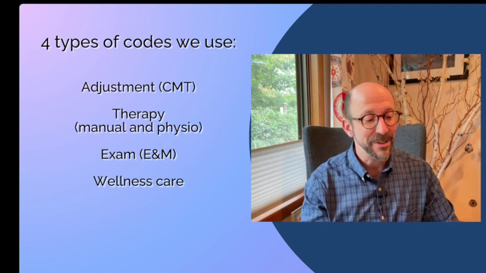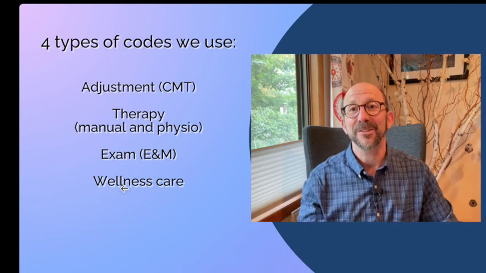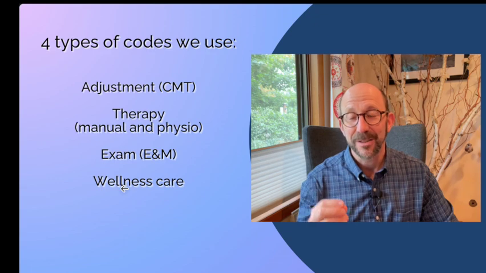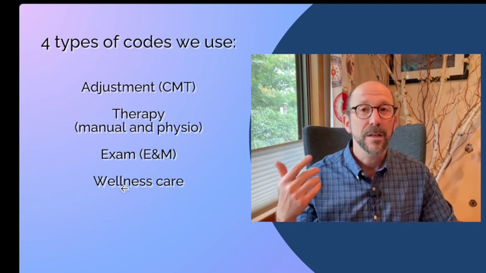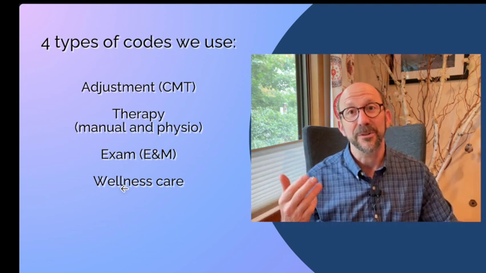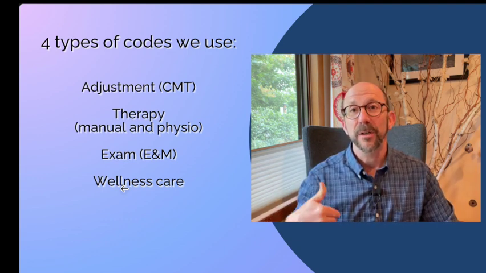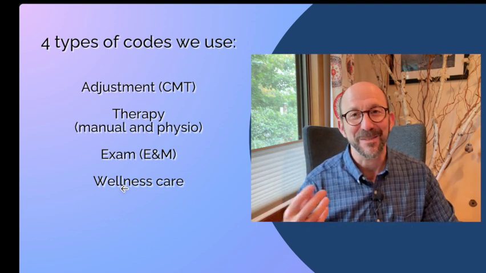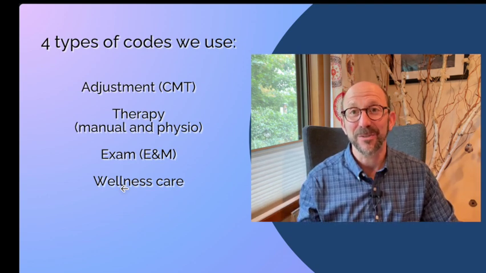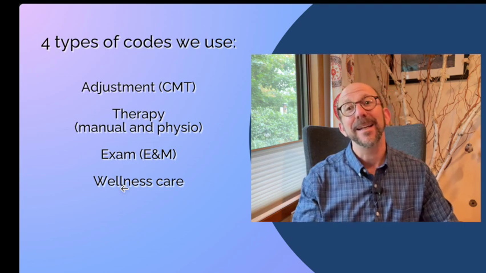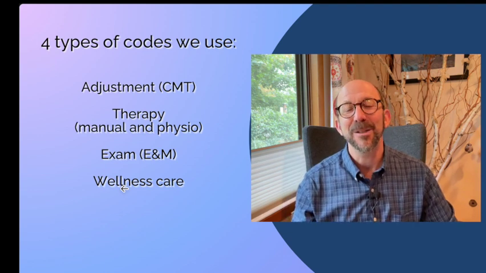So other than the wellness care, which is down here at the bottom, the 3 types of codes that we use are for adjustments. So the chiropractic adjustments have its own set of codes. We have a bunch of different codes for the therapies that we do. Massage therapy, manual therapy, ultrasound, hot and cold, electric stim. There's even codes for teaching someone how to get up and down out of a chair without hurting their back, teaching them how to properly tie their shoes or what kind of footwear to look for if they're a runner, things like that. And then the third type is exam codes, which are more formally called E&M codes.